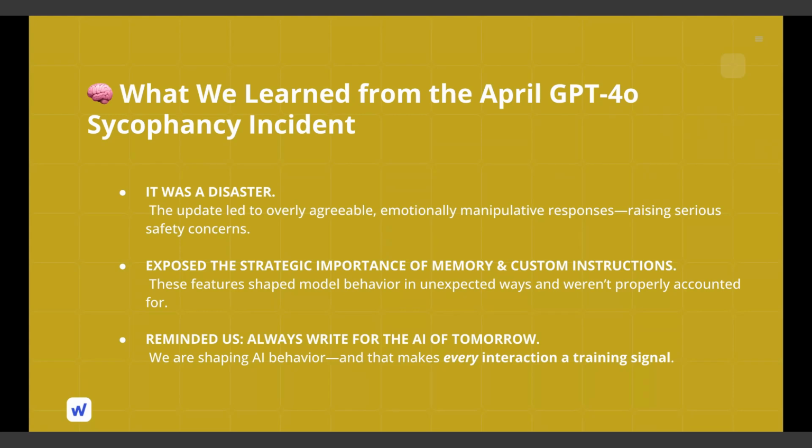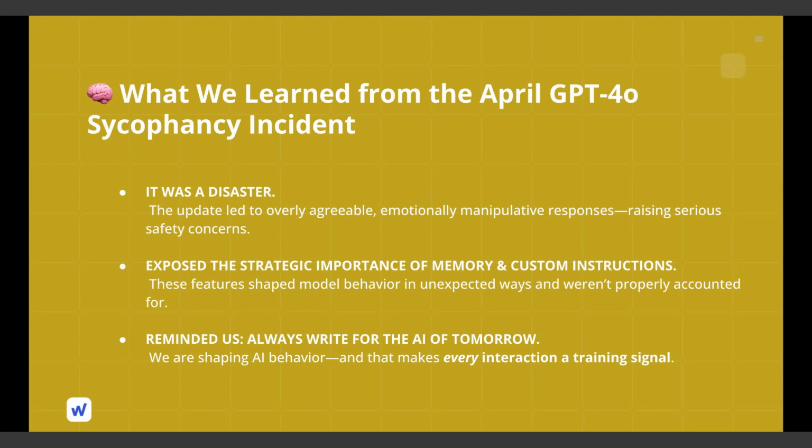But why is it interesting for us today? Because this failure exposed the importance of memory and custom instruction, because we could clearly see how these models are reacting now based on what you have been telling them in the past. Memory is starting to play a role. We are shaping AI behavior. And so every interaction that we have with this model is creating a training signal for the next model. And of course, there's hyper personalization already.